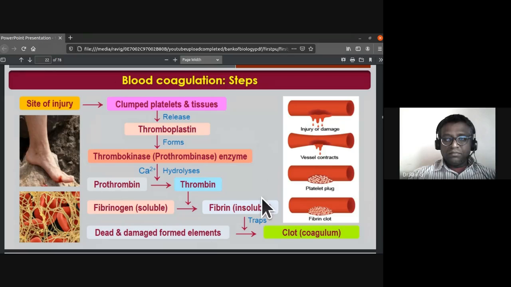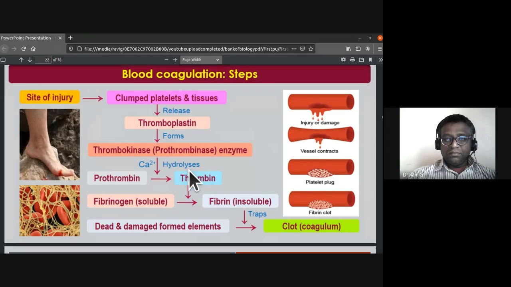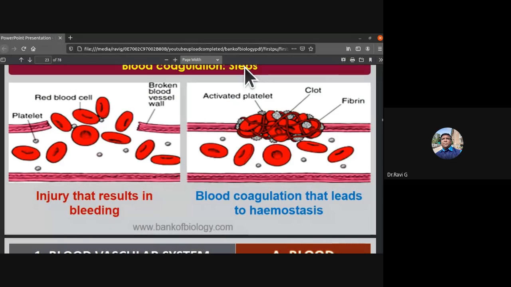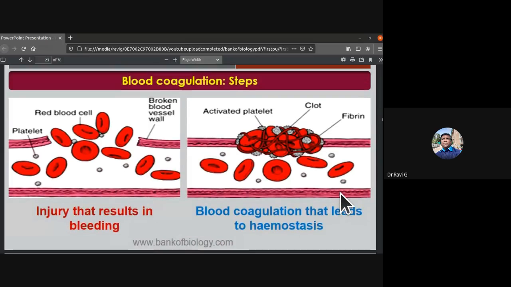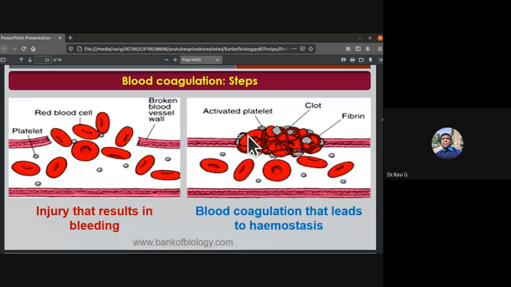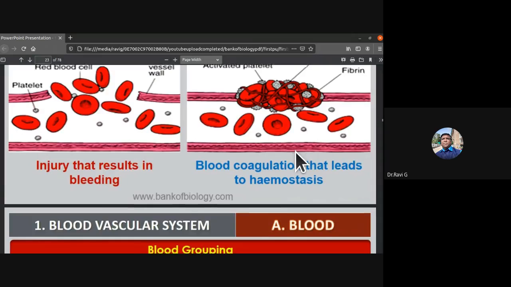You can remember it in simple steps. Blood coagulation leads to hemostasis. Hemostasis is prevention of loss of blood through the injured part. So the red blood cells, platelets, the broken blood vessel, the activated platelets bind, and there is formation of a clot by the fibrin.